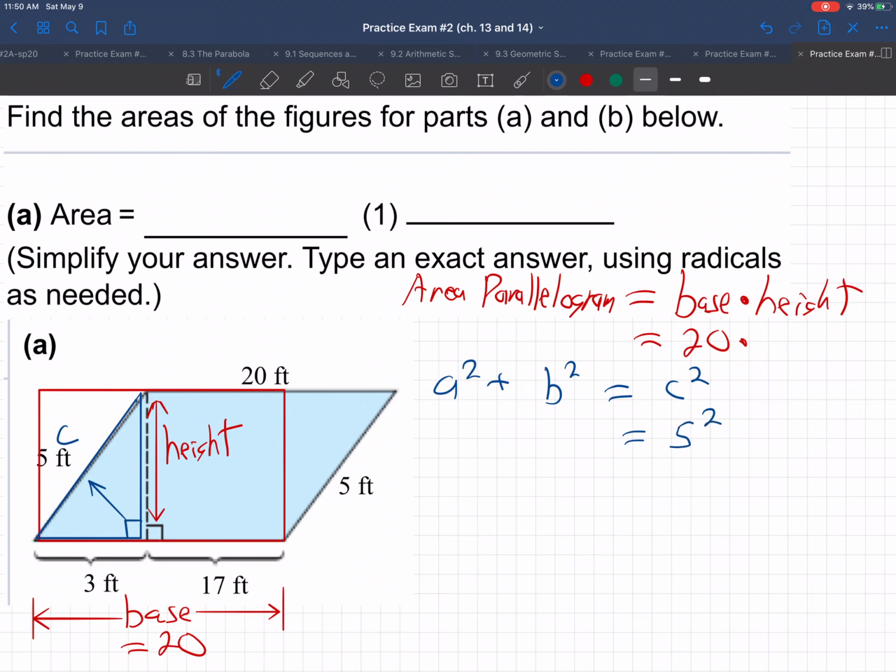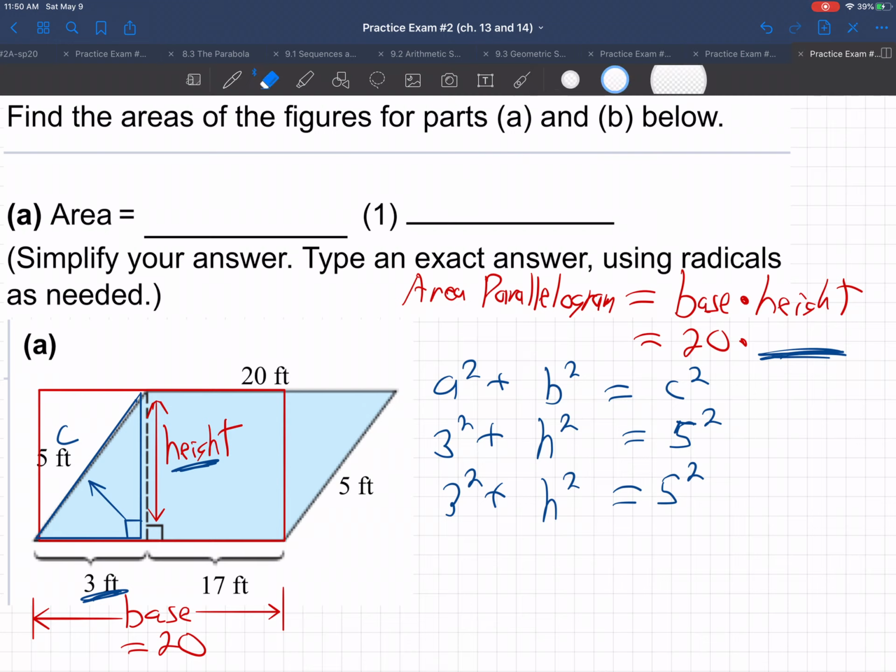And the other two are a and b. It doesn't matter which is which. The 3 and then the height. So I'll say 3 squared plus height squared is 5 squared. So I can solve this for height. And once I get the height, I'll plug it in back here and finish the problem. So, whoops, I didn't do anything new there. Let's try this again. So 3 squared is 9 and 5 squared is 25.